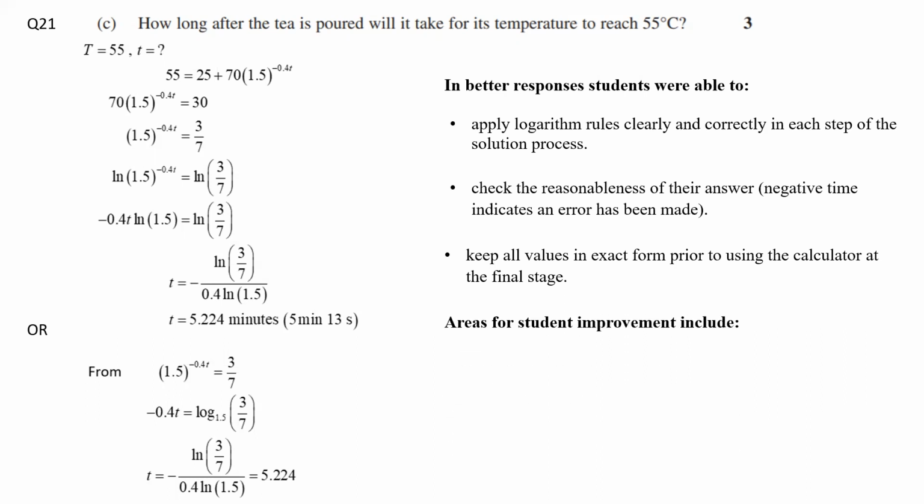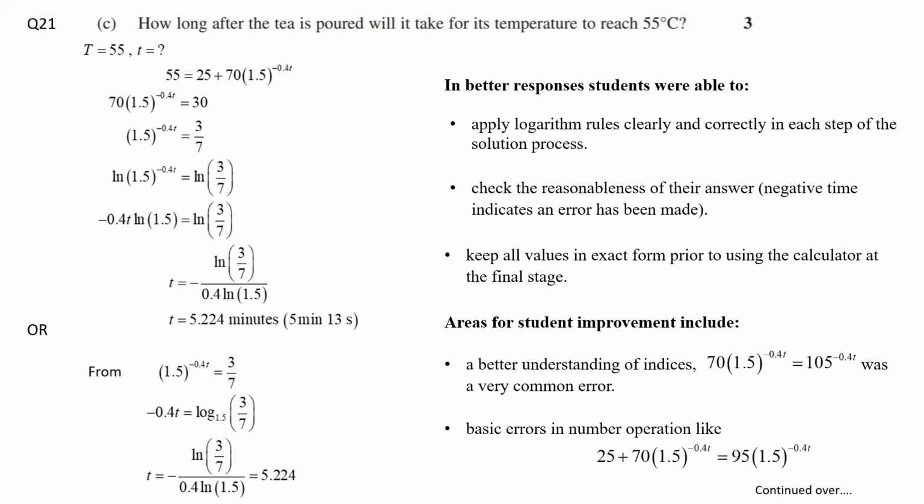In ways to improve student performance, a better understanding of indices. This was a common error, just multiplying the 170 by the 1.5 without realizing that the power has something to do with it as well. This was another error, not as common as the first one, but still something to keep an eye on and have a chat with your students. Some basic algebra issues there, the 25 plus the 70.